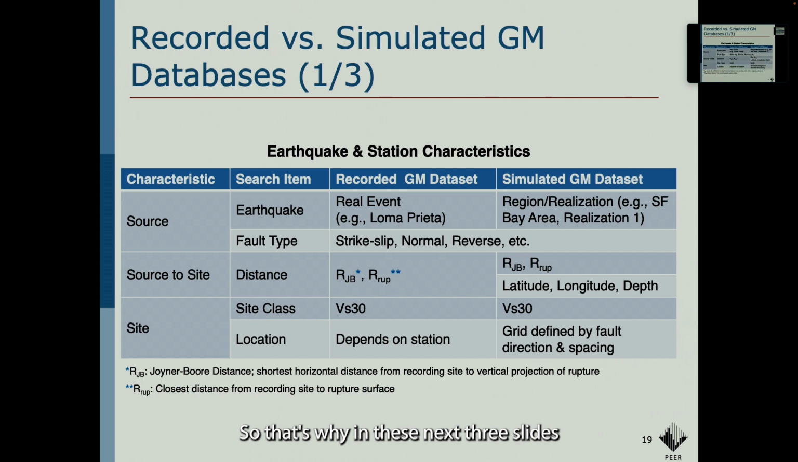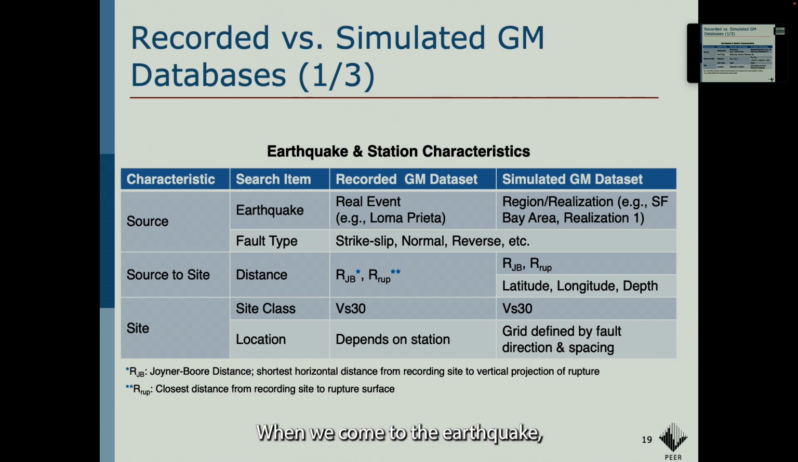So that's why in these next 3 slides we are comparing a recorded ground motion data set with a simulated ground motion data set, and here particularly the comparison is in terms of earthquake and station characteristics, and we are doing this comparison in the 3 common categories of source, site, and path, the source to site. Starting with the source, we mentioned you can use fault type as a search parameter in NGA, and this is completely valid for the simulated ground motion data set.